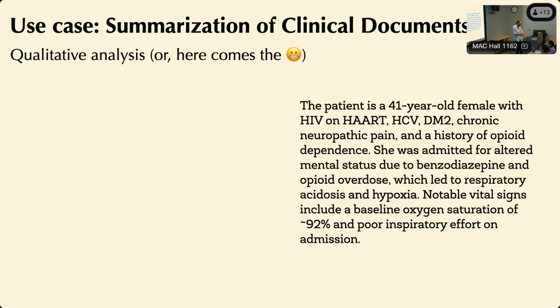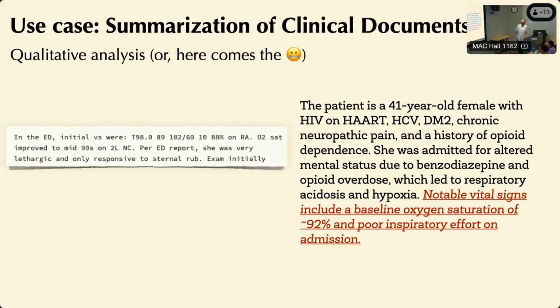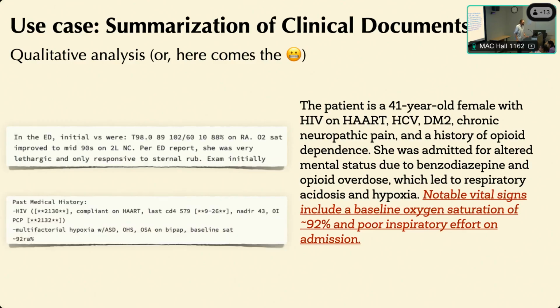Here's another one. This is a different patient. Look at this last part here. Notable vital signs were baseline oxygen saturation of 92%, and poor, on admission. But on admission, the oxygen sat was 80 to 88, and then they got up to the mid-90s once they were on oxygen. Later in the note, it says something about a past medical history where they did a baseline oxygen sat measurement and got 92%. I'm giving 1.5 points because it was arguable whether it was saying that at some point in the past she'd had 92% or whether it was saying on admission she had 92%.